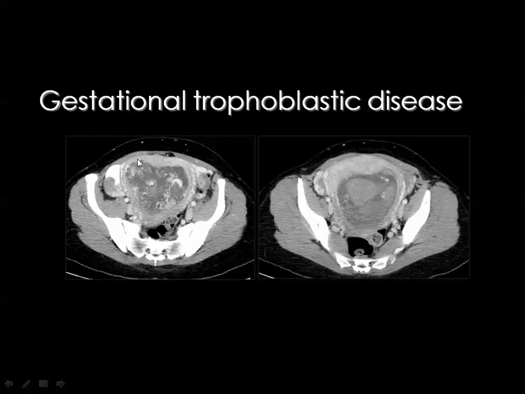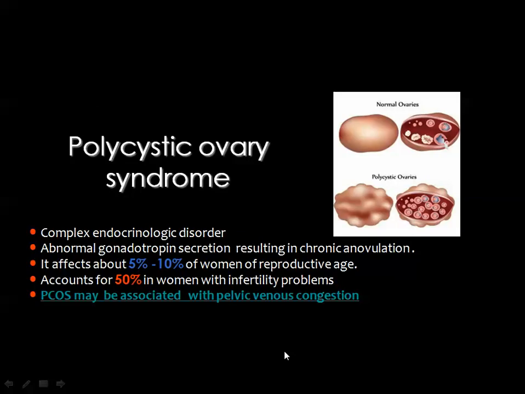the uterus is enlarged, and you see some calcium within the uterine cavity. You see the mass, you see irregular endometrial myometrial interface.